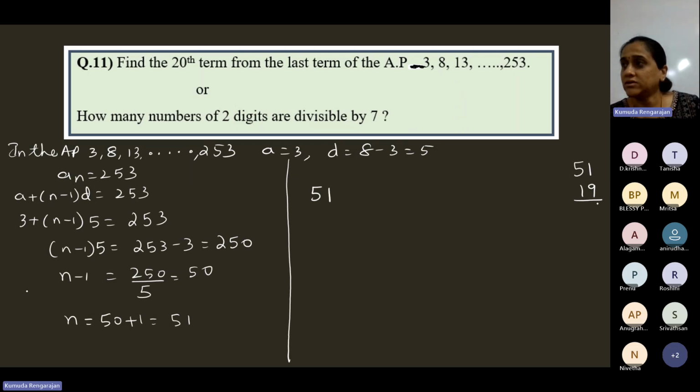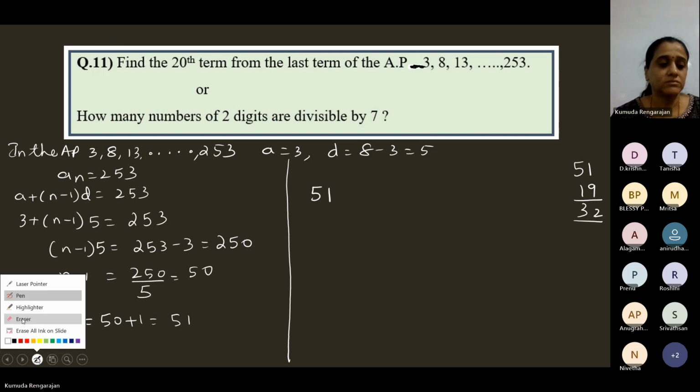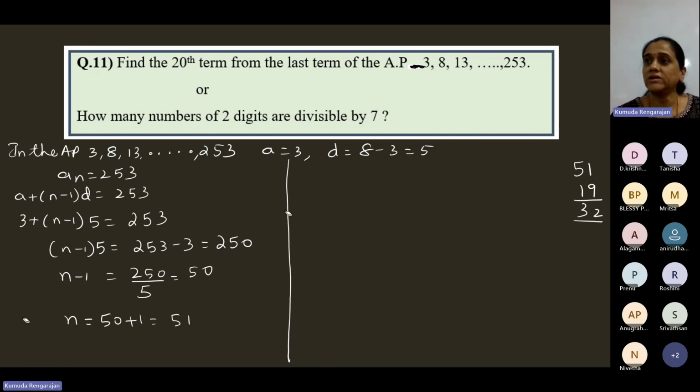Okay, so what is it? 32. The 32nd term from. Did you find that, Swati? There are totally 51 terms in the AP. You need to find the 20th term from the last term, from behind. You have to find the 20th term, not from the beginning. The 20th term from the beginning is A20, which is A plus 19D. No. Find the 20th term from behind.